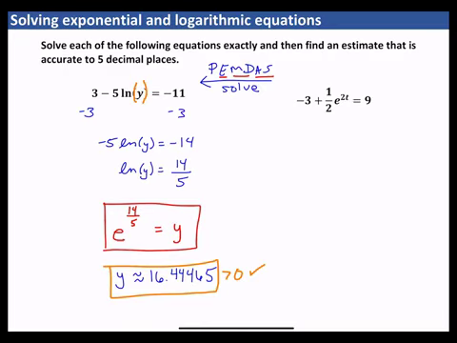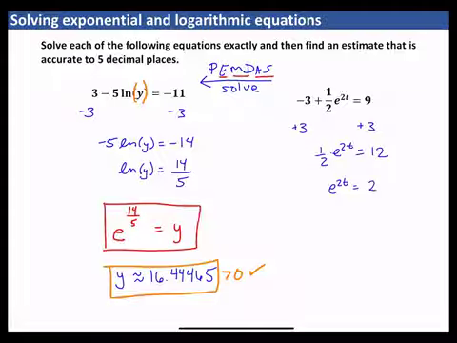All right, here's our last example. Negative 3 plus 1/2 e raised to the 2t equals 9. Again, we're solving, so we'll undo addition or subtraction first. So we see this negative 3. We're going to reverse that process by adding 3 to both sides. We have 1/2 e to the 2t equals 12. Then we will reverse this multiplication of a half by multiplying both sides by 2. So we'll have e to the 2t equals 24.